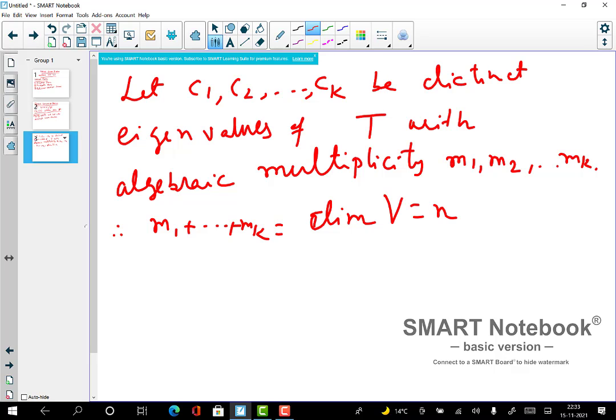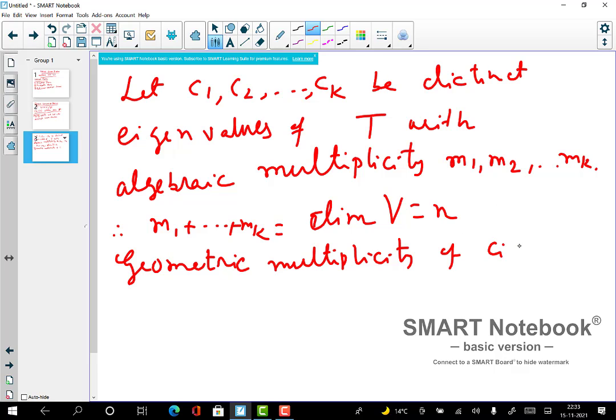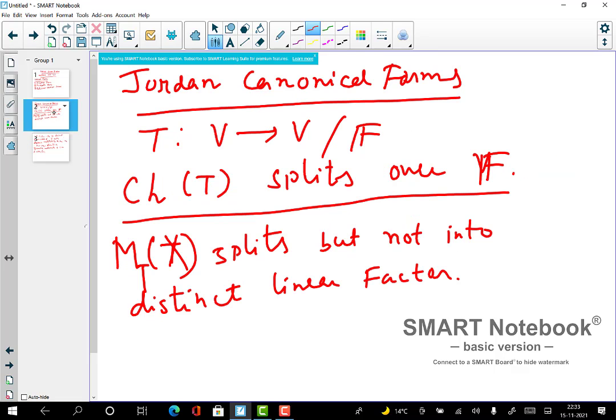Now let us assume that the geometric multiplicities of the eigenvalues ci are di. The di's are the dimensions of the eigenspaces E_ci. If the minimal polynomial does not split into distinct factors, this implies T is not diagonalizable.